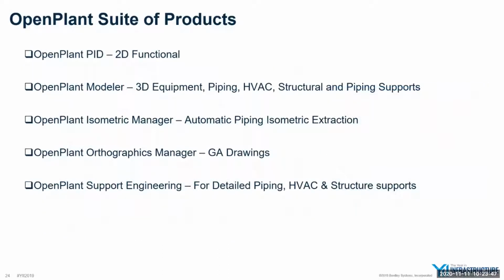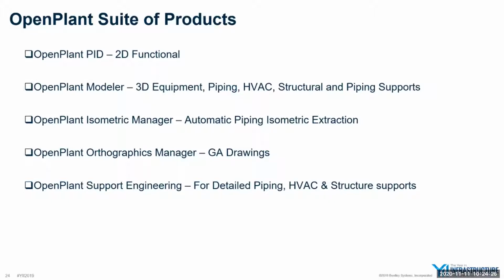So in OpenPlant, we have 5 modules: OpenPlant PNID for the intelligent PNID drawings, OpenPlant Modeler for the 3D modeling of your different components. Now, OpenPlant Isometric is the tool that can help you to automatically generate the piping isometric drawings. And OpenPlant Autographics Manager helps you to extract out the general arrangement drawings and do automatic annotations and dimensioning based on the initial configuration that you have done.